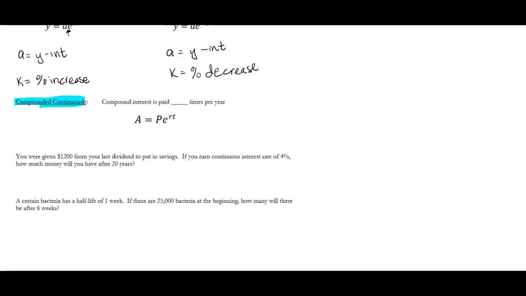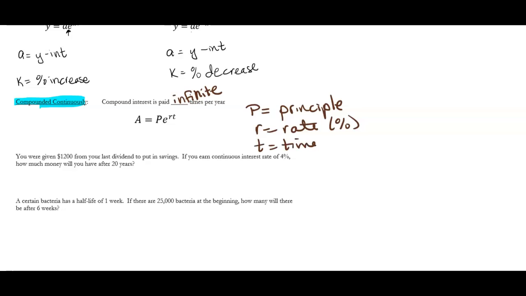And what happens is it's paid T times per year. So compound interest is paid continuously, infinite times per year. Infinite, I don't know why I said T. So P is your principal. What do you start with? R is the rate. You need to write it as a percent. And T is time, how many years.